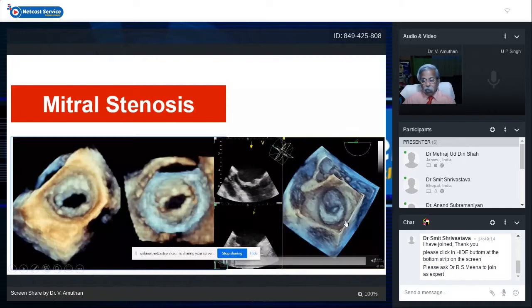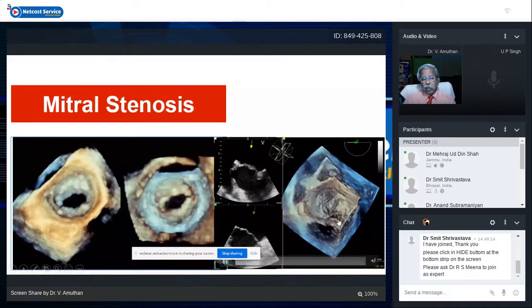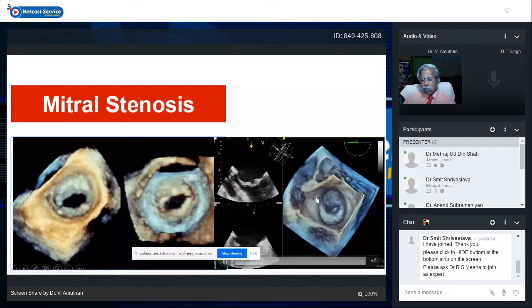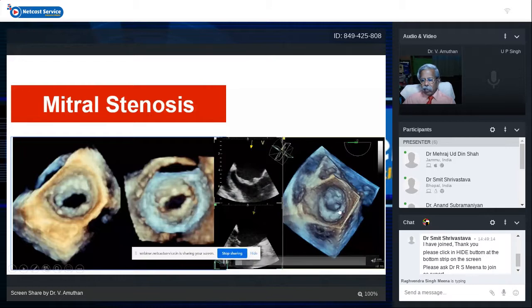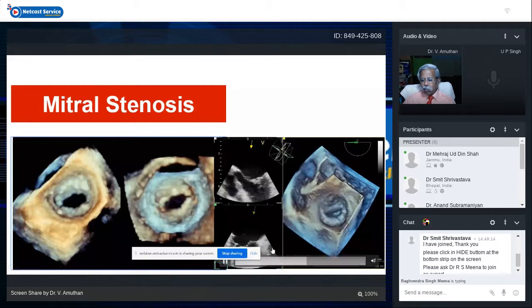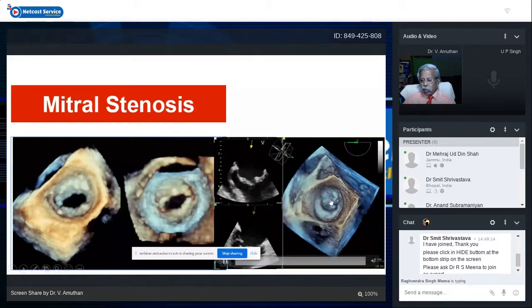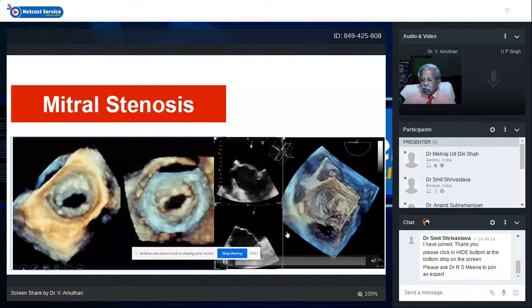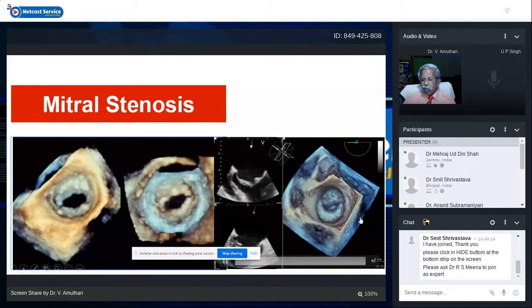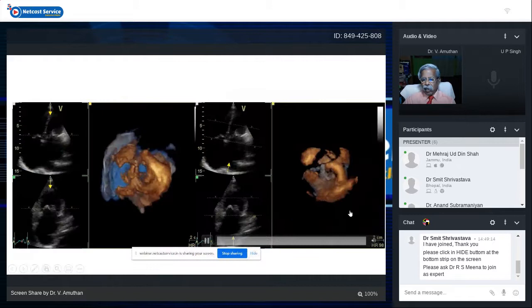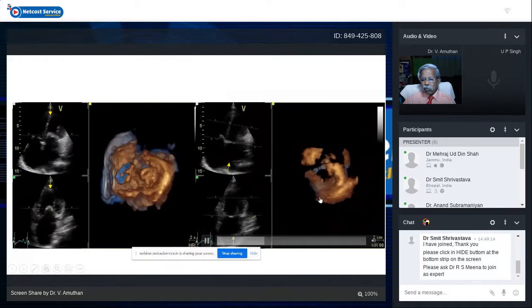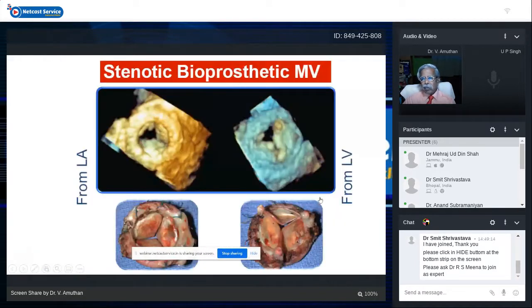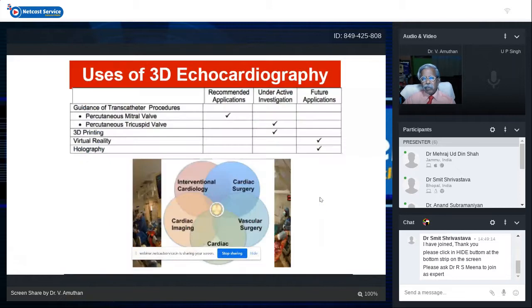So that is how you can quantify the mitral regurgitation. And in mitral stenosis also, it's very easy. This is the 3D mitral stenosis. You can see here the valve is markedly thick, and you can stop it exactly in diastole and measure the mitral valve area. The quantification software can be used, and the mitral valve area can be quantified very easily.